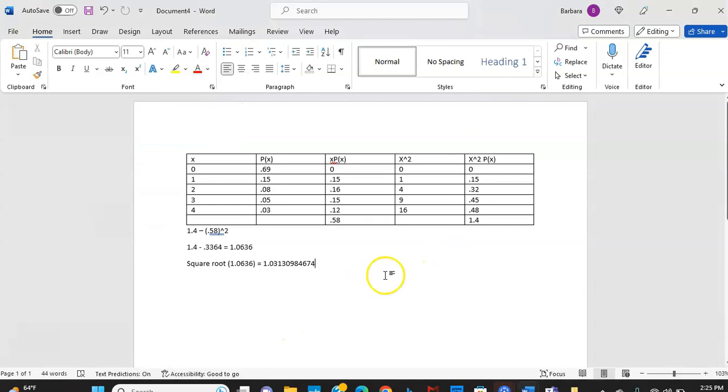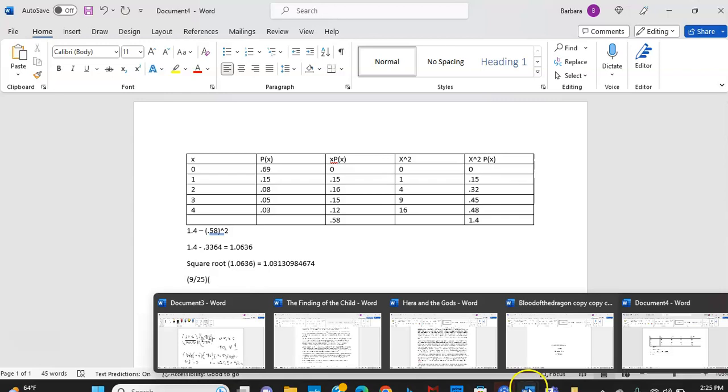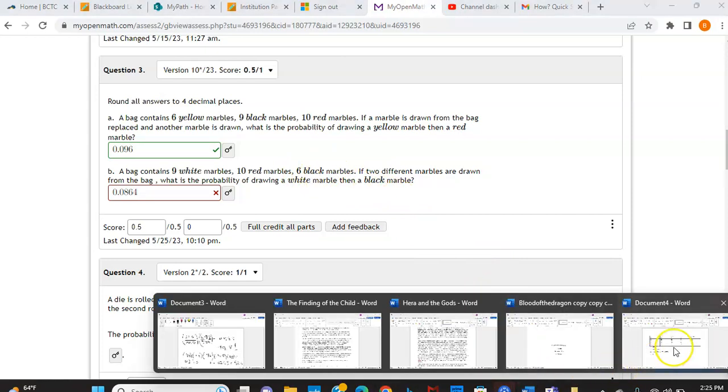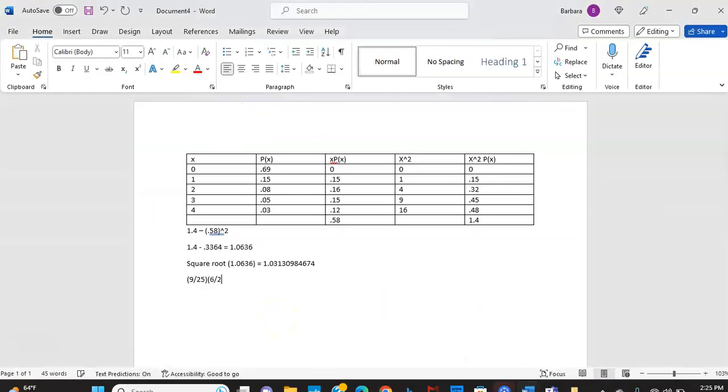All right, so let's go back here. We're going to have 9 out of 25 for the first marble. But we have now taken a white marble out of the bag. So keeping that in mind, let's go back here. We've taken 1 white marble out of the bag. We now want to know what's the probability of a black marble. There are now 24 marbles in the bag. So 6 out of 24 for the black marbles. And then let's let our calculator do that, and that will give us the probability.